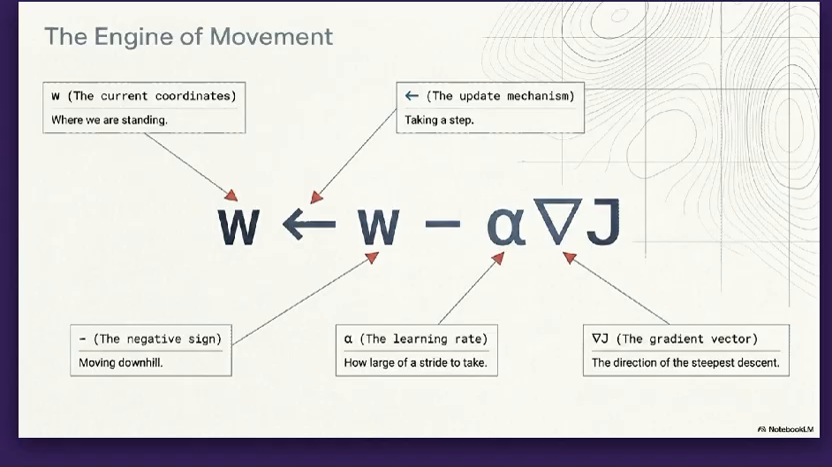Which introduces alpha into the equation. Yeah. The learning rate. My stride length. Yes. The gradient gives you the direction, but alpha is a scalar value that determines the magnitude of your step. It is arguably the most critical hyperparameter in basic optimization.